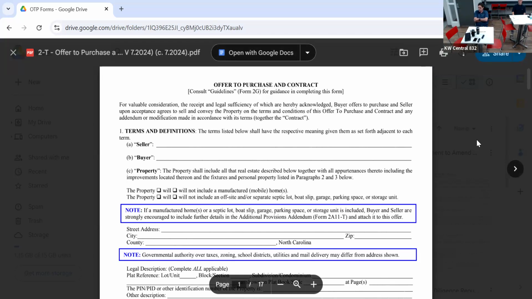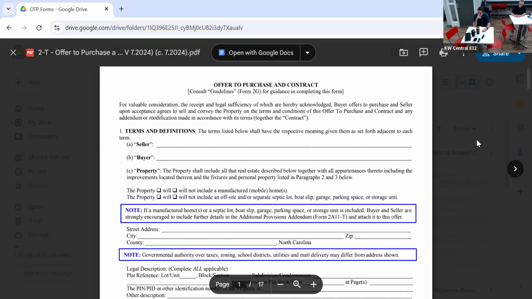Today, we are covering the offer to purchase and contract. And again, like always, I'm not going to go line by line. We are going to talk about some things that are important and why. So why do I put this in this spot? So not just fill it out like this, also what's the reasoning behind it so that you can have the conversation with your client to be able to explain as well.